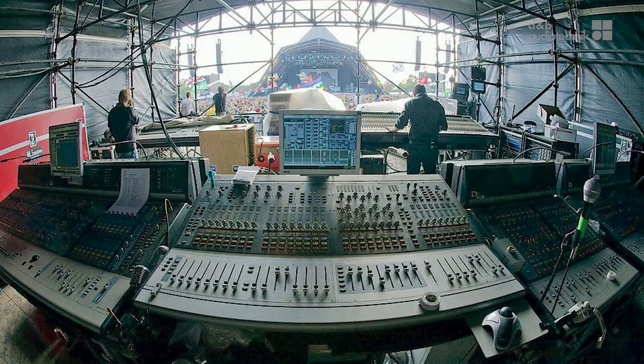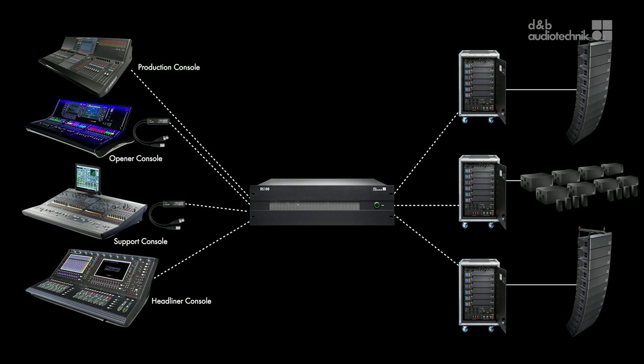For mobile applications, the DS100 can also be useful. Shown here is a typical mix position for a large festival where many mixing consoles must be combined into one PA system. The DS100 can accept multiple signals from each mixer, such as left, right, sub, and fill. Those signals can then be routed to the appropriate parts of the PA, which is easy because D&B amp racks are already equipped with Dante-enabled DS10s. Each engineer can even have their own EQ and time alignment settings within the DS100.